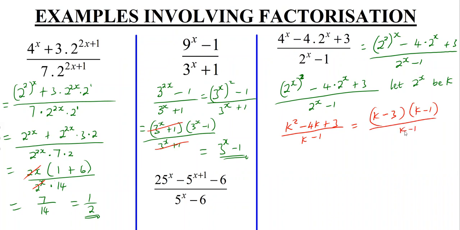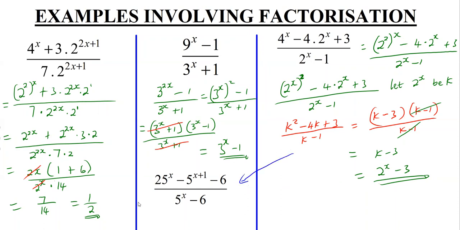Then again here, what do you do? You cancel there. Then when you cancel, you're left with k minus 3, which is equal to 2 to the power of x minus 3. So here you are factorizing, and when you factorize, you can deal with it as this one here. But to make it more clear to you, so that you don't write many numbers, 2 to the power of x, you can put it in this way. Then you go back again and say, okay, my k is 2 to the power of x minus 3.